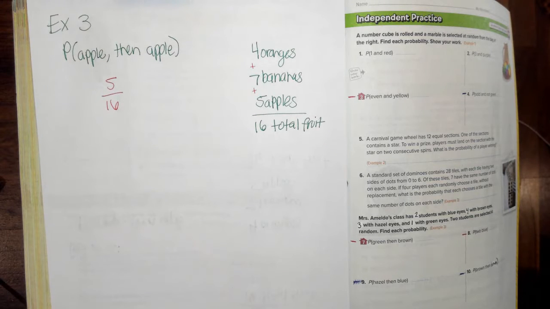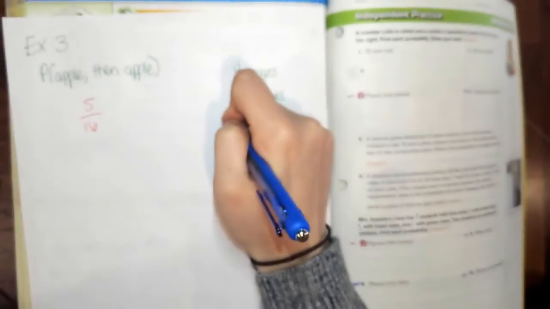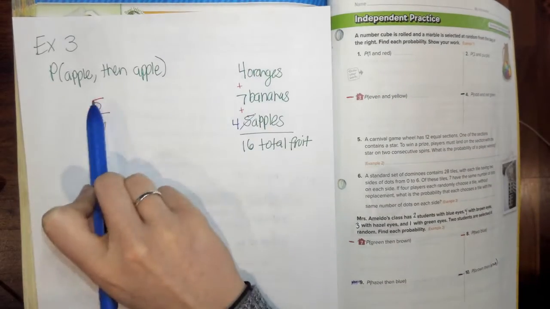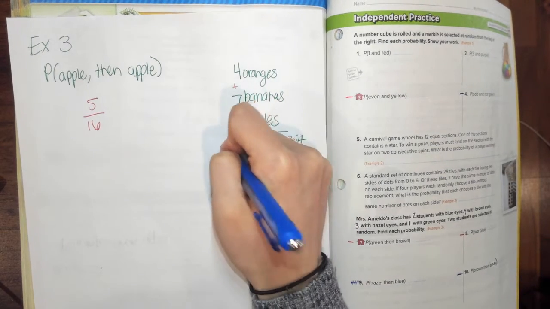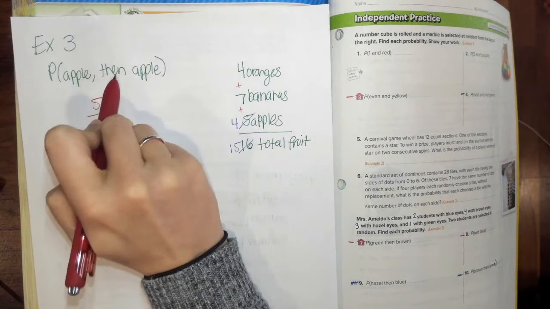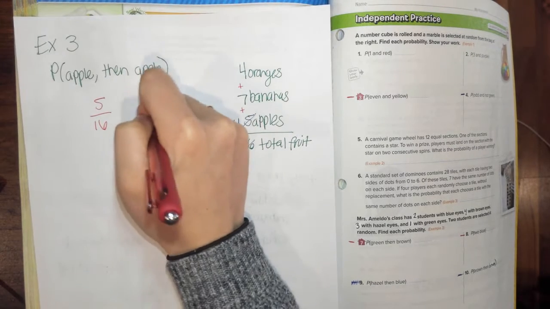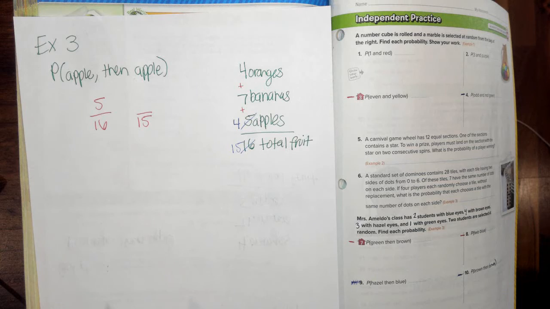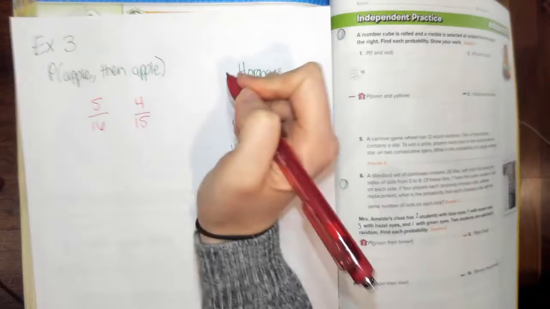Okay? From there, they're saying that the first person chose an apple, which means that apple now went down to 4 because he chose one of those 5 apples. Well, if that goes down to 4, that means this goes down to 15. So now when we go to choose an apple for the second person, only 15 total pieces of fruit to choose from, and out of those 15 pieces, they only have 4 apples as their options.